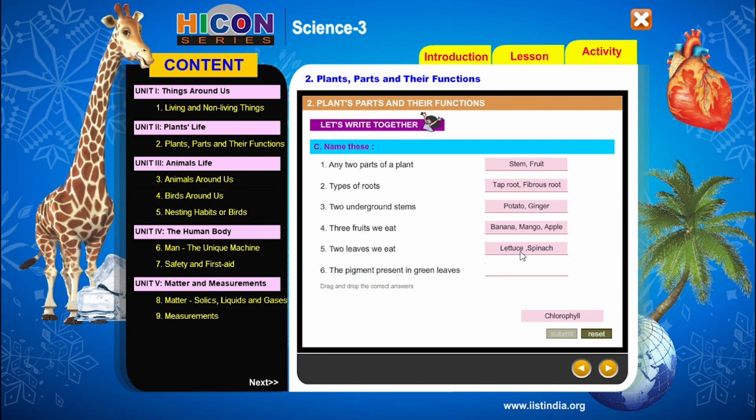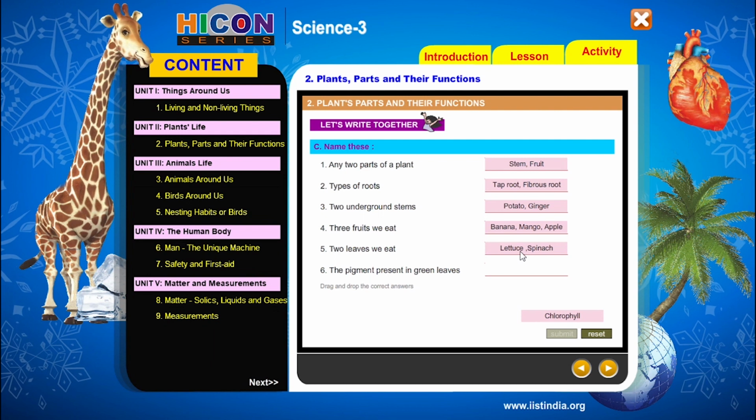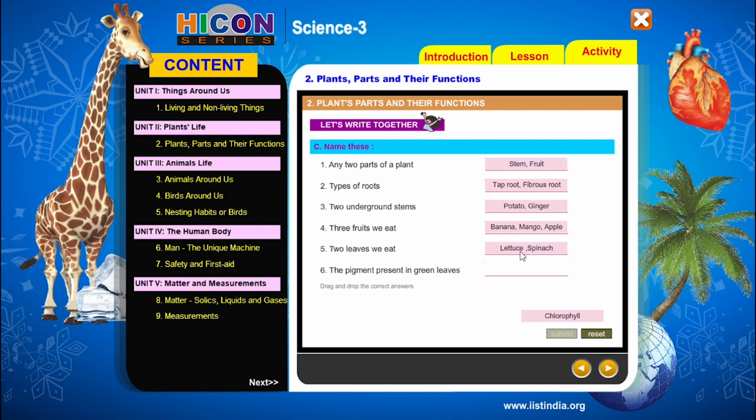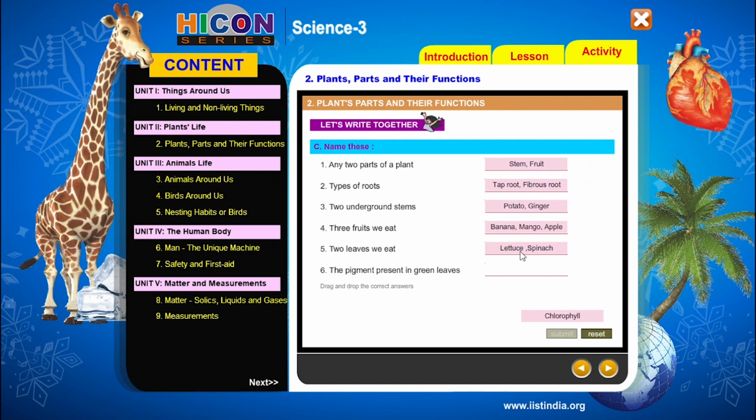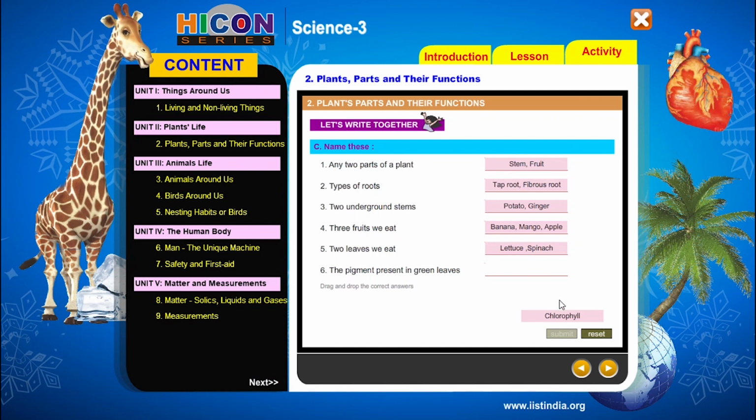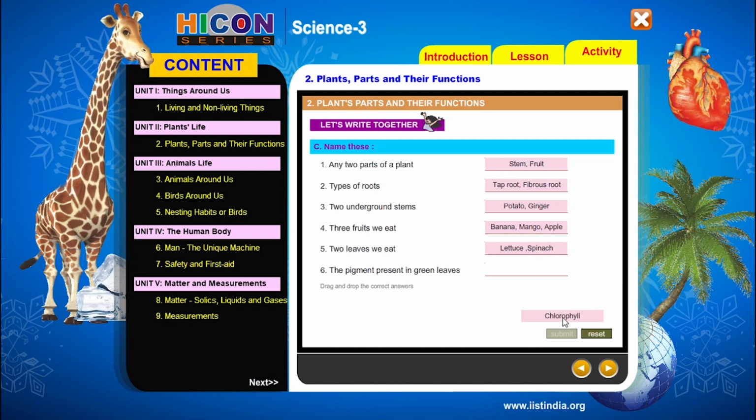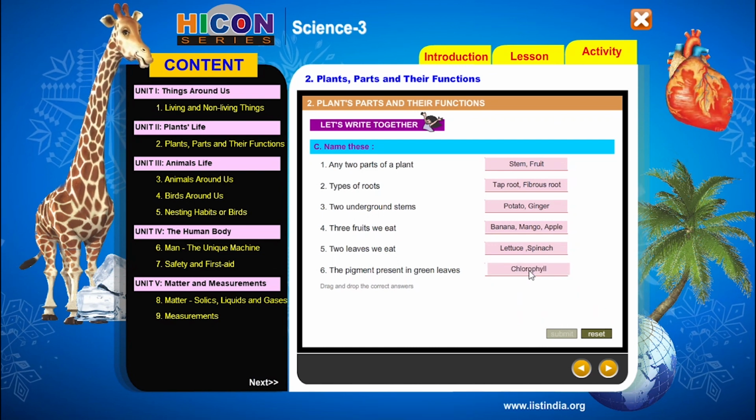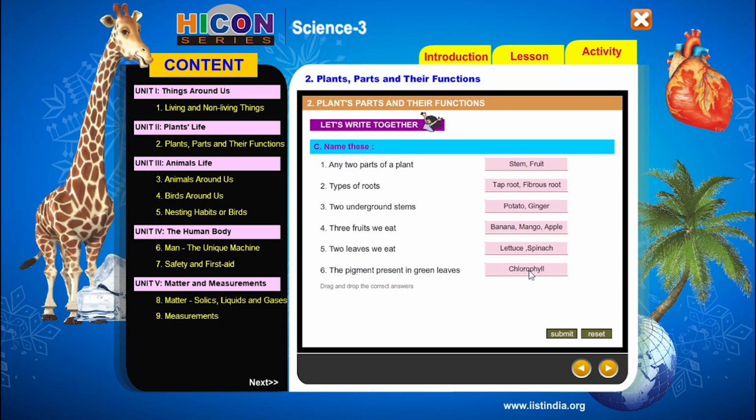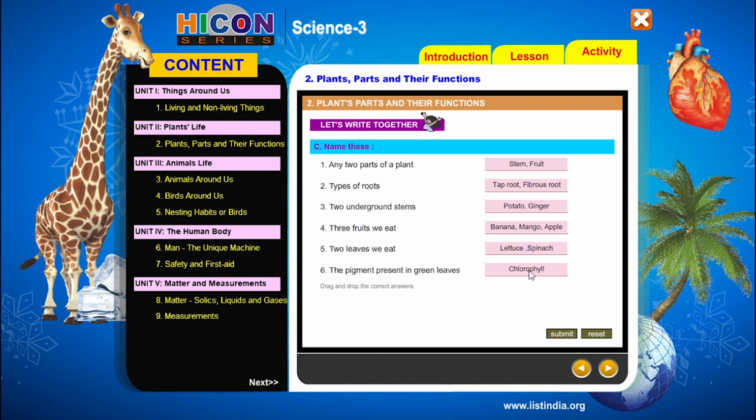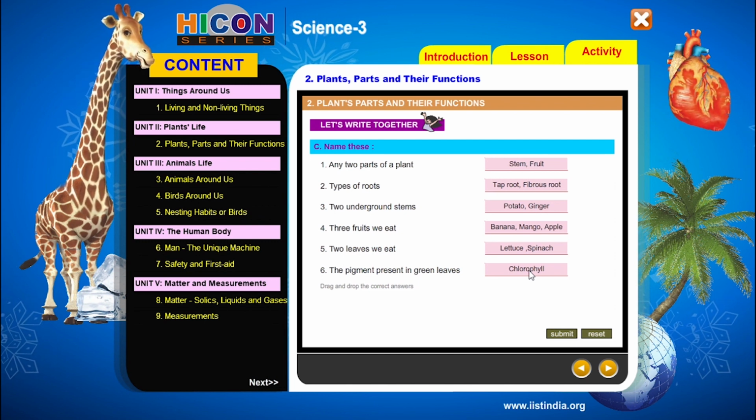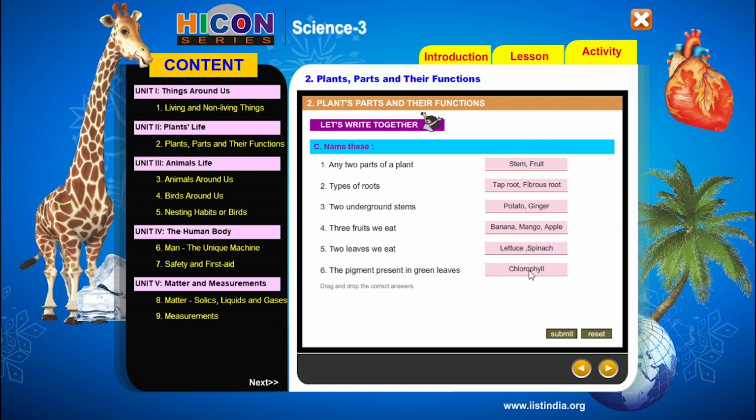The pigment present in green leaves. So children, which pigment is present in green leaves? Which pigment gives green color to the leaves? Yes, chlorophyll. So chlorophyll is the pigment present in the green leaves. Because of this pigment, the leaves get green color. So this chlorophyll is a green color pigment present in leaves, and this chlorophyll causes green color for the leaves.